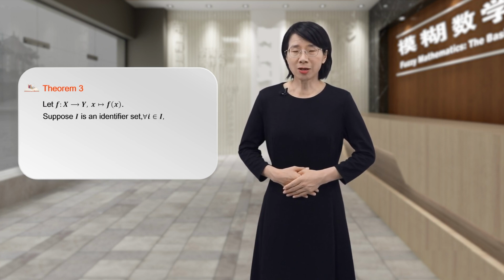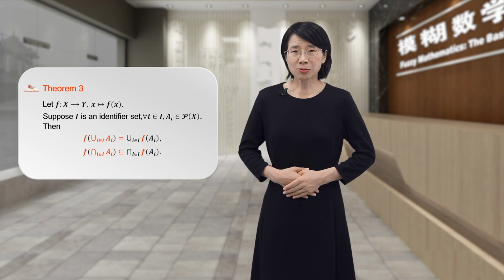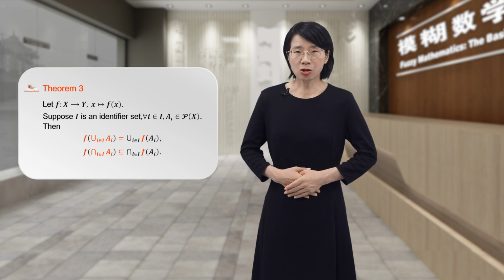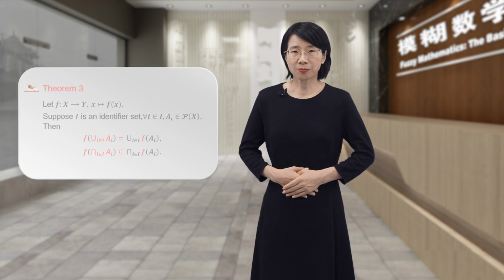Next, theorem 3. Suppose I is an index set. A_i is a subset of X for all i. Then the image of the union of A_i equals the union of the images, and the image of the intersection of A_i is a subset of the intersection of the images. In short, the image of the union equals the union of the images, and the image of the intersection is a subset of the intersection of the images.